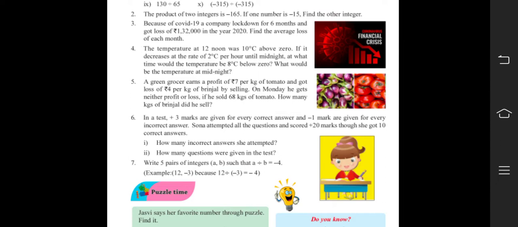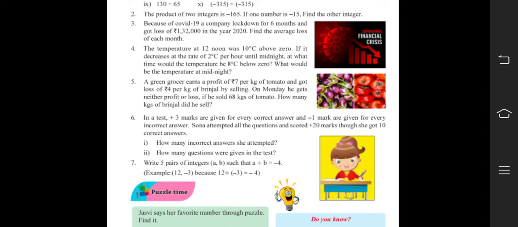So first statement, how to write, children? What is given? Given loss for 6 months equal to how much? Rupees 1,32,000. Here loss is given now, so that's why you have to write minus. Loss means minus. Okay.